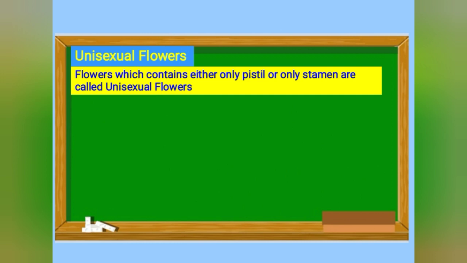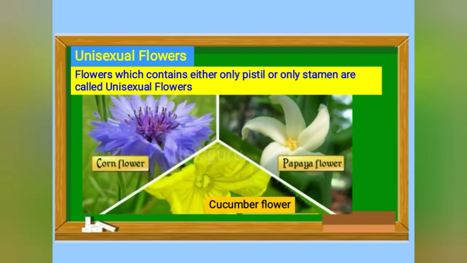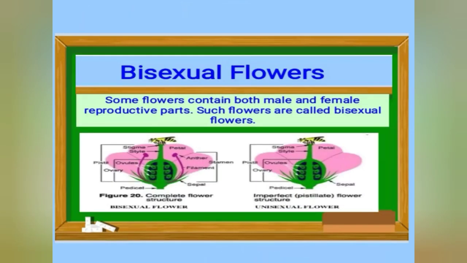Unisexual flowers. Flowers which contain either only pistil or only stamens are called unisexual flowers. It means the flowers which have only pistil or only stamen are called unisexual flowers. Examples of unisexual flowers are cornflower, cucumber flower and papaya flower.